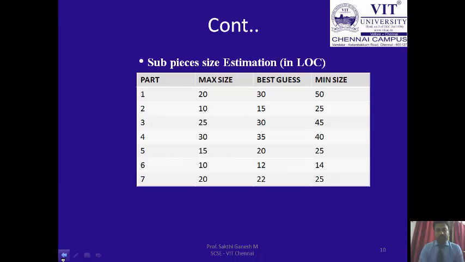And part 7, the max size is 20, the best case is 22, the minimum size is 25. This is divided by the whole project. The project is divided into max, min, and the best case. So we'll divide the project into so many pieces. We call it a work breakdown structure.